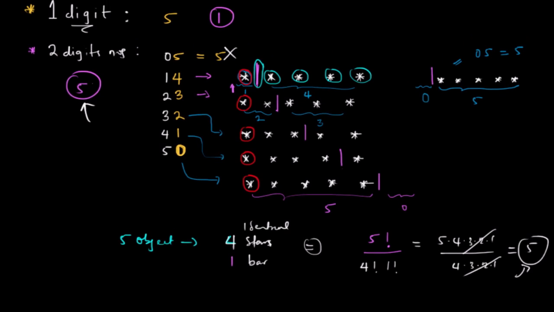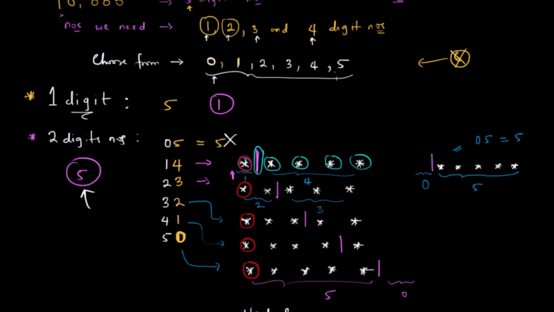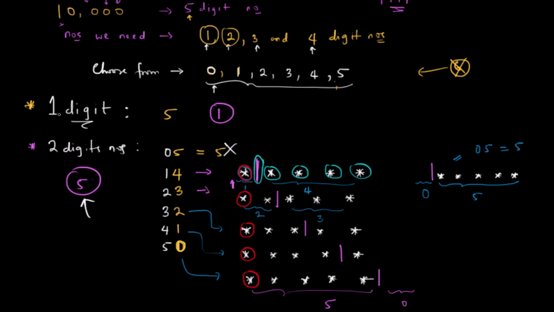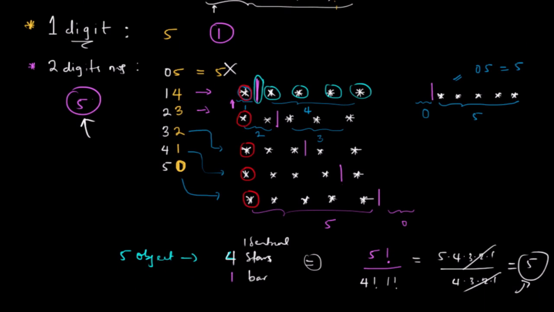So let's go over this again. What we did was we first considered a 1-digit number, and we observed that 5 is the only 1-digit number. The next thing we did was consider 2-digit numbers. Manually I listed all the numbers, and I obtained 5 to be the number of 2-digit numbers such that their sum equals 5.